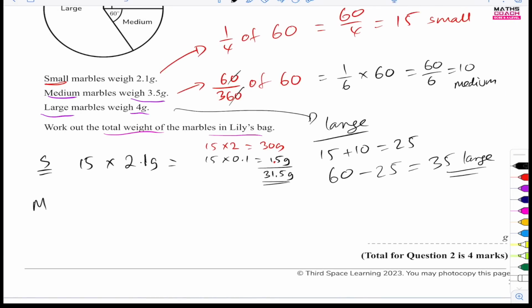Now let's do the medium. So the medium, we have 10 of those, and they weigh 3.5 grams. So that will be 10 times by 3.5 grams. Again, we can do it the other way. So we can do 10 times by 3 first, which is 30, and then we can do 10 times by 0.5, and that gives 5. So let's add this up. So that's a total of 35 grams. So 35 grams is your medium.